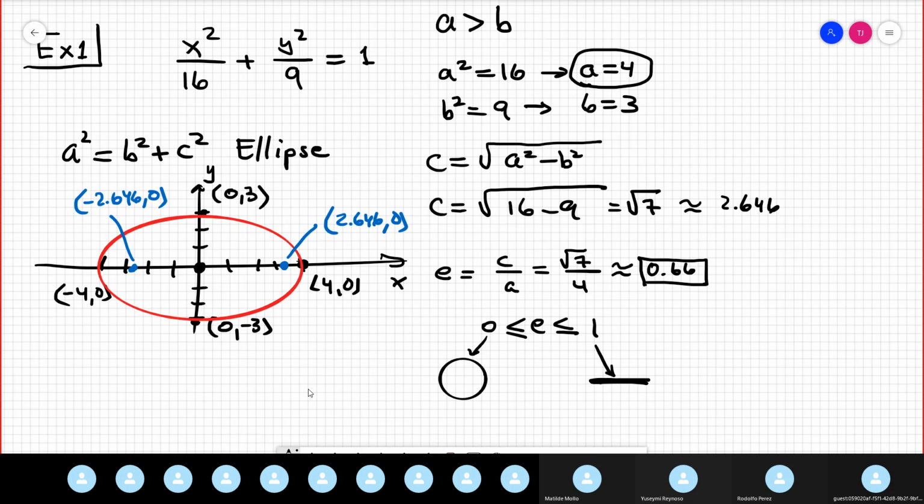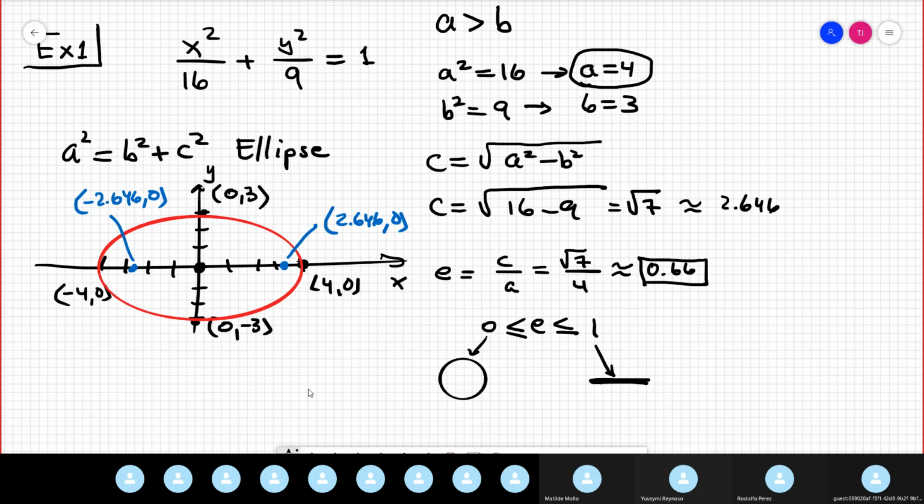Always we divide by this because I need to guarantee 1 on the right hand side. This is the standard form. So, who is A, who is B? It's the challenge. Who is A and who is B? What do you think? Let me compare.